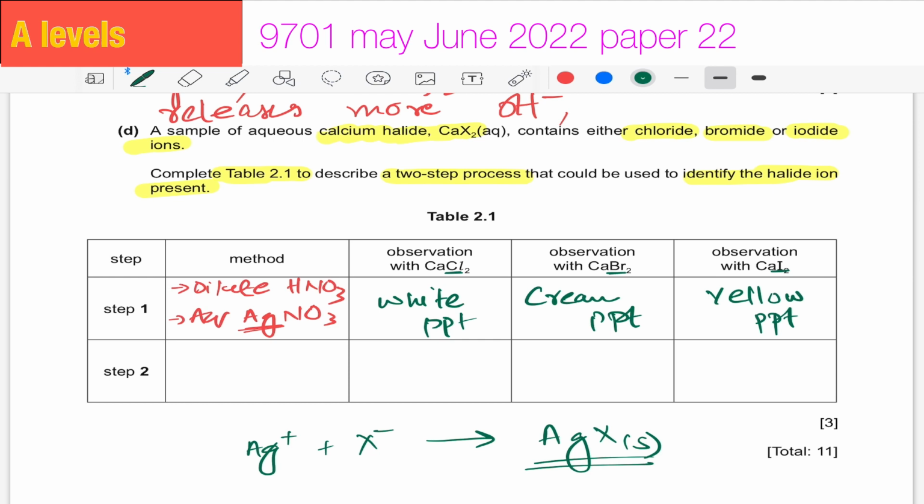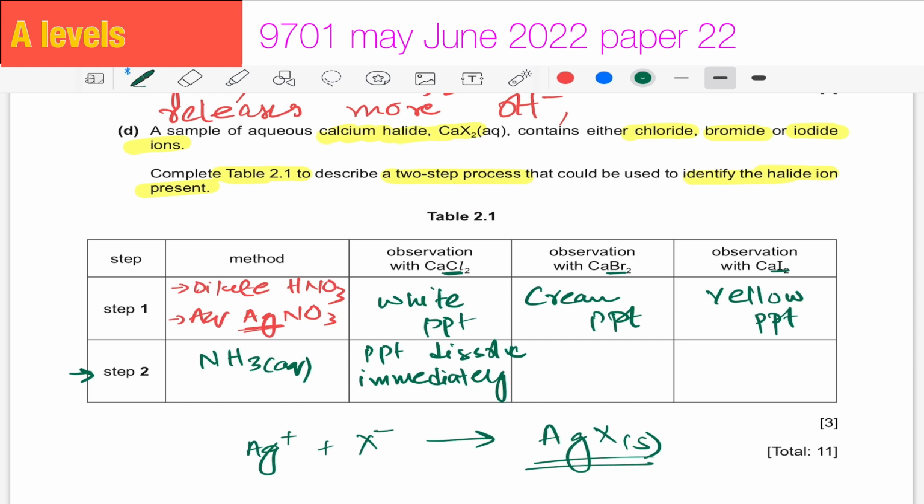But the problem is, it is very hard to identify whether it is a white PPT or cream PPT. So just to make sure, we have to do a confirmatory step as well, which is that we add aqueous ammonia. If it is silver chloride, on adding ammonia, the PPT of silver chloride will dissolve immediately. So if PPT dissolves immediately, that means it is chloride ion.